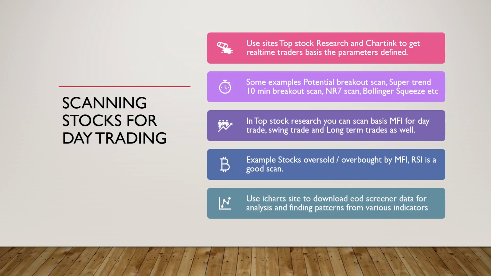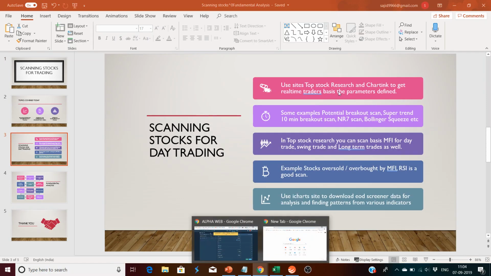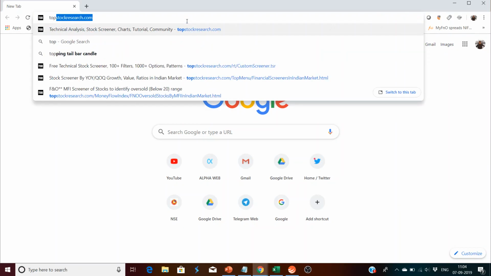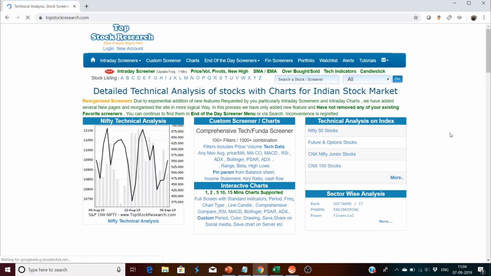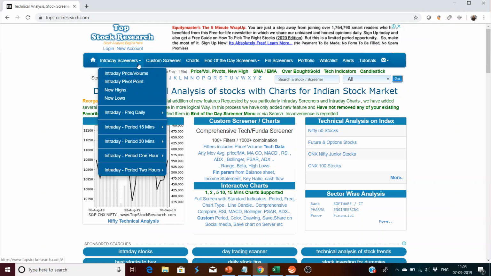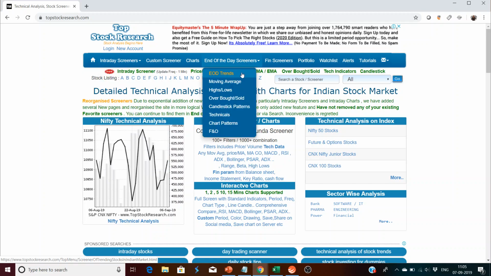So first we'll go to Top Stock Research and see what this site has to offer. So as you can see, Top Stock Research, this is a site, and we have so many scanners here: intraday scanners, custom screeners, charts, end of the day screeners, end of the day trends, moving average, highs, lows, overbought, oversold, chart patterns, FNO, financial screeners, portfolio watch list, and all that.